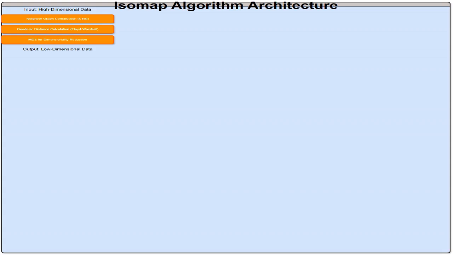Isomap starts by taking a dataset as input. This dataset has many dimensions or features. Think of a dataset describing images, where each dimension could be a pixel's color intensity. The challenge is reducing the dimensions without losing essential information. We need to make this data more manageable for analysis.